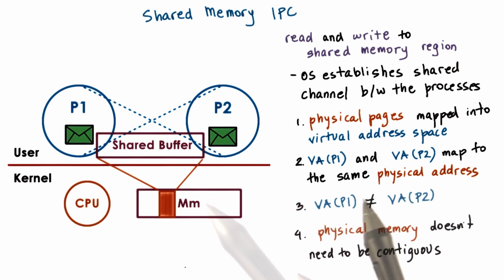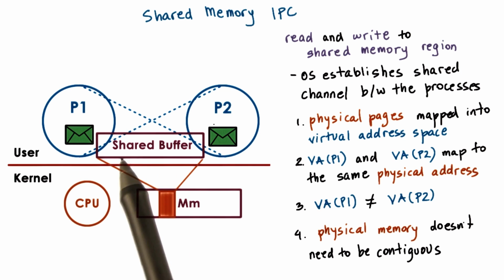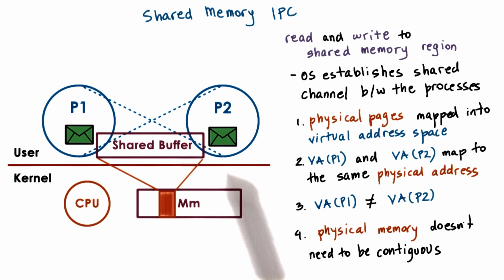addresses. At the same time, the virtual address regions that correspond to that shared memory buffer in the two processes, they don't need to have the same virtual addresses. Also, the physical memory that's backing the shared memory buffer does not have to be a contiguous portion of physical memory. All of this leverages the memory management support that's available in operating systems and on modern hardware.